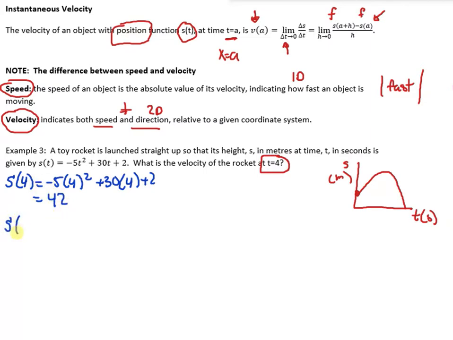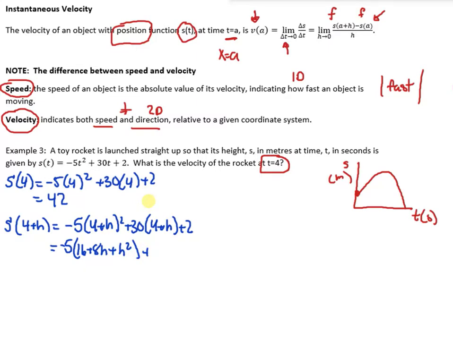Okay, and now let's do s at 4 plus h. Negative 5 times 4 plus h squared plus 30 times 4 plus h plus 2. So this is an alternative way of doing this. So we have 16 plus 8h plus h squared, plus, what's 30 times 4? 120. 120 plus 30h plus 2. I know I made 2 mistakes just on negative signs. You might actually be better off doing them separately and then putting them together.